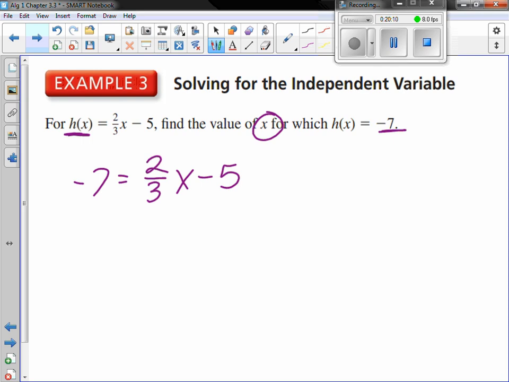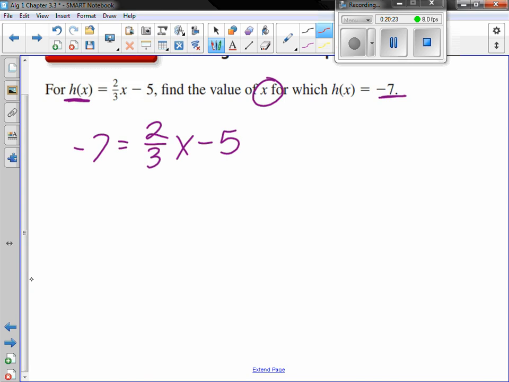One thing we could try to do is plug in values for x and see if it works. But that might take a while and it might not be a whole number. So what we want to do is get x by itself. We want to solve for this value. The first thing we want to do is get everything else away from x. We have 2/3 and negative 5. What's going to be easiest to move first? The 2/3 or the negative 5?